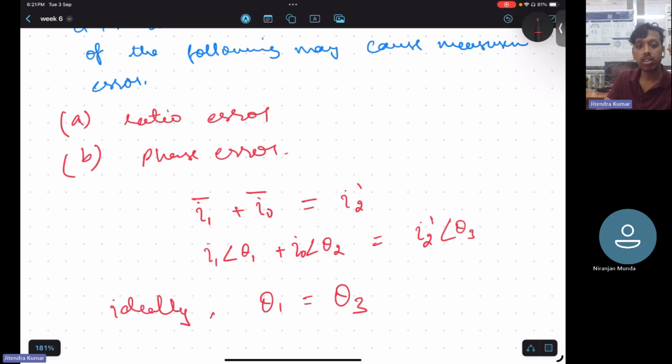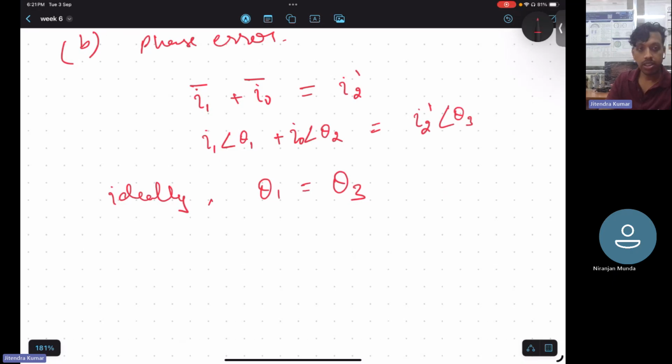Because if you take the phasor, this is your I1, let's suppose, and I0 will still be lagging because I0 is highly inductive in nature. Ideally it should be 90-degree lagging if your core loss is zero in an ideal transformer. But in a practical transformer, it is not the case. So I0 is like this. Now your resultant I2 will be like this. So there is a phase angle introduced between I1 and I2 dash.